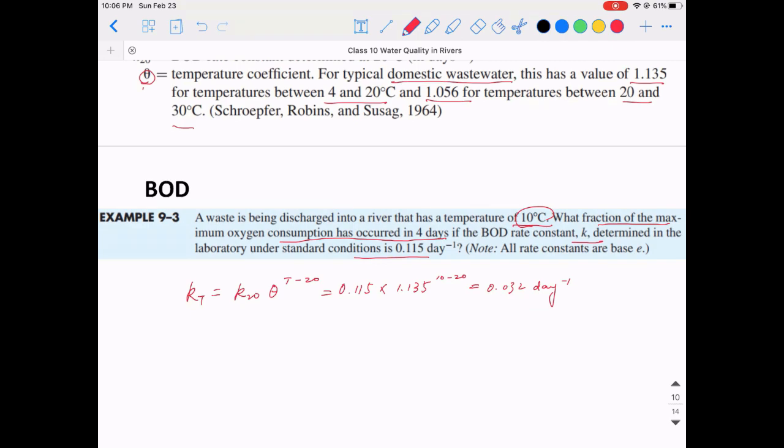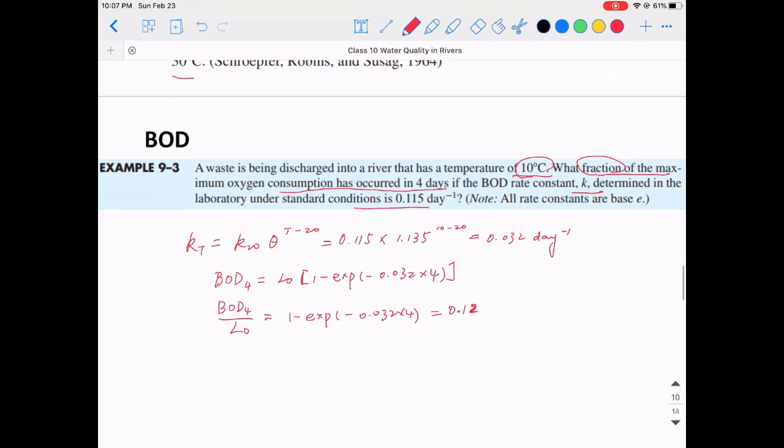All right, and because of that, we can calculate the BOD4. So the BOD4 is equal to L0 times 1 minus exponential of minus 0.032 multiplied by 4, right? And it also asks us what is the fraction. So we are calculating BOD4 divided by L0, which is this equation here. We can find out that this is 0.12.